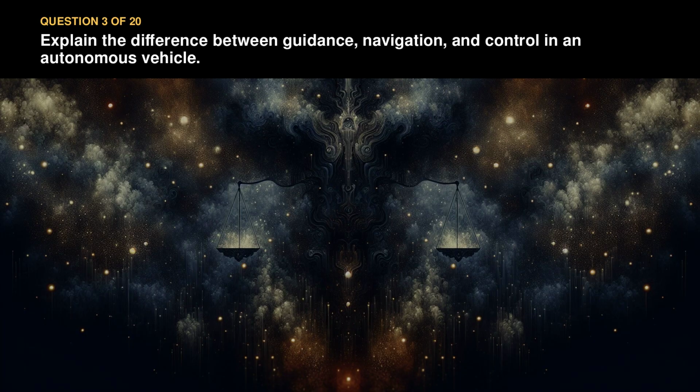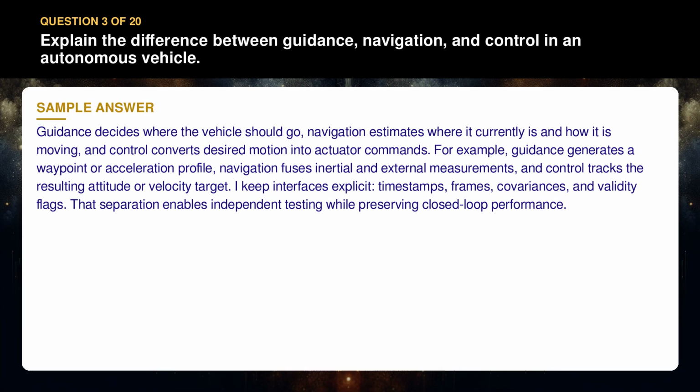Question 3. Explain the difference between guidance, navigation, and control in an autonomous vehicle. Guidance decides where the vehicle should go, navigation estimates where it currently is and how it is moving, and control converts desired motion into actuator commands. For example, guidance generates a waypoint or acceleration profile, navigation fuses inertial and external measurements, and control tracks the resulting attitude or velocity target. I keep interfaces explicit: timestamps, frames, covariances, and validity flags. That separation enables independent testing while preserving closed-loop performance.